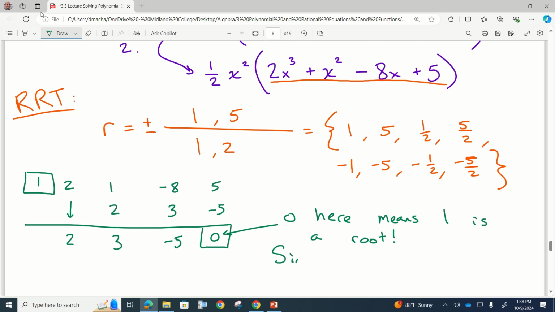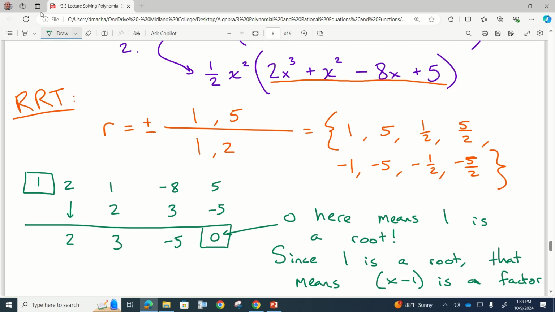And since 1 is a root, that means x minus 1 is a factor. When I go to write this polynomial in factored form, one of the factors is going to look like parentheses x minus 1, because 1 is a root.